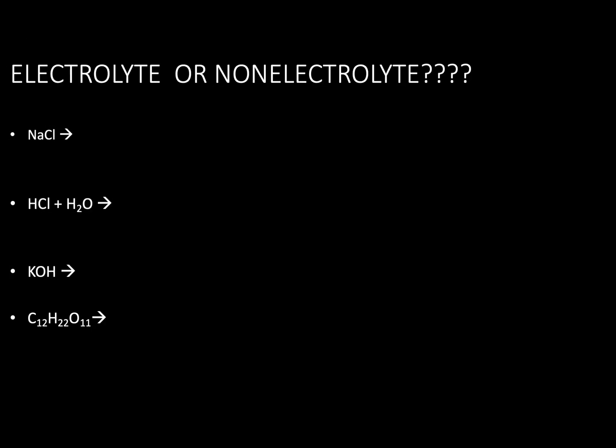So now if we look here, is this an electrolyte or a non-electrolyte? NaCl, sodium chloride, is an ionic compound, so it's an electrolyte. HCl, we just saw, had the strongest conductivity on the slide before, so that's an electrolyte. KOH, potassium hydroxide, is an ionic compound, so it is an electrolyte. Now, sucrose is a non-electrolyte because it is not an ionic compound. It is a molecular compound.